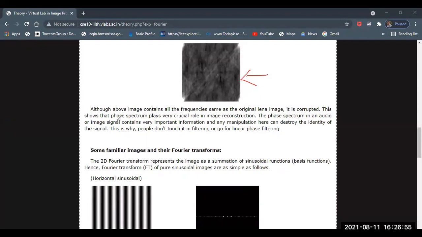Whenever you want to reconstruct the image, you have to consider the magnitude spectrum as well as the phase spectrum. The phase spectrum in an audio or image signal contains very important information, and any manipulation there can destroy the identity of the signal. This is why people go for linear phase filtering. If you change the phase, it will not give you the proper value. That is the reason most of the time we do not change the phase spectrum.